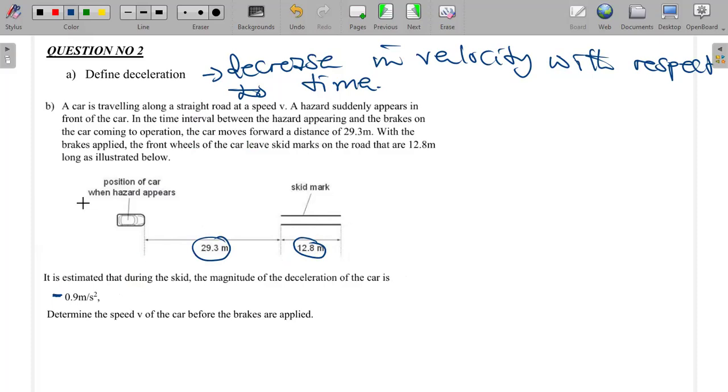So what are we going to do? The important idea after reading this question is that the car continues moving at a constant speed before the brake comes into action. So there's a constant speed for these 29.3 meters. Then once the brakes are applied, the car starts decelerating uniformly. We need to calculate our velocity, so let's solve it this way.